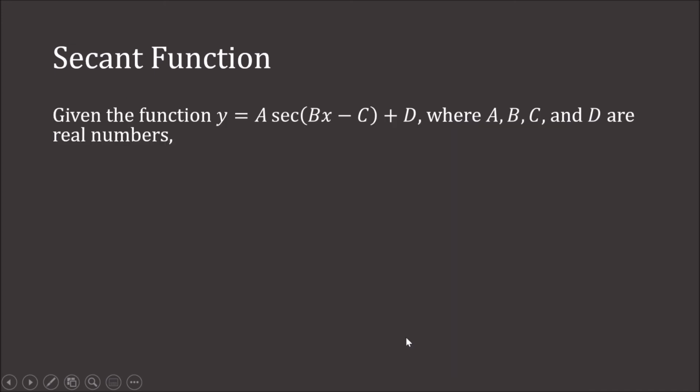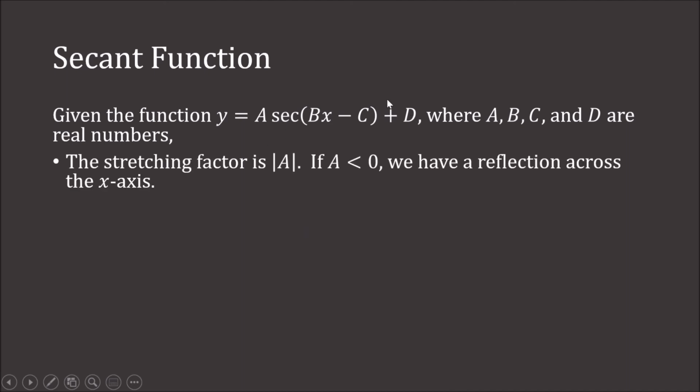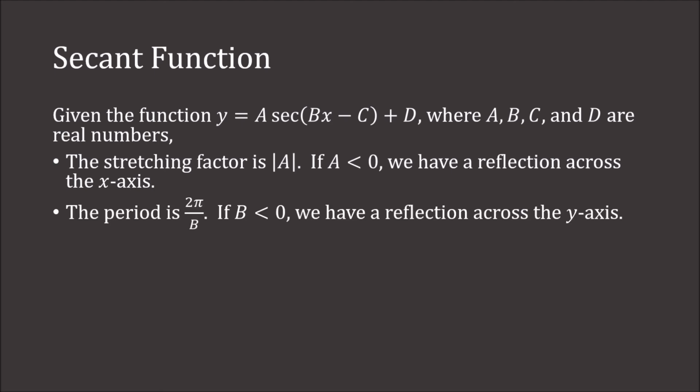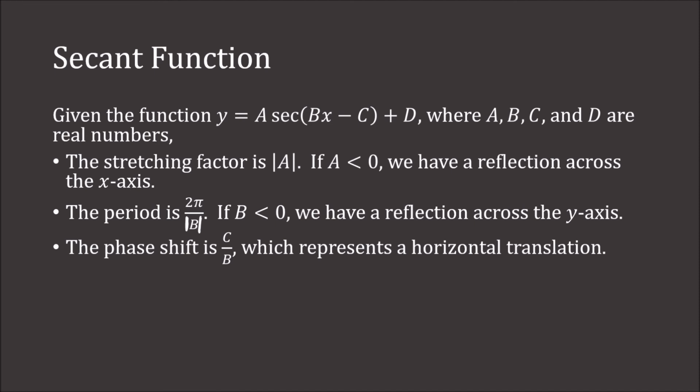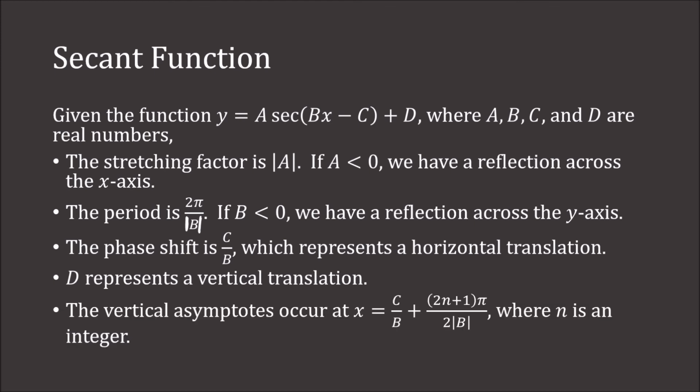So given the function a times secant of bx minus c plus d, the stretching factor is the absolute value of a. Again, there is no magnitude of secant. If a is less than 0, we will have a reflection across the x-axis. The period is 2 pi over the absolute value of b. If b is less than 0, we have a reflection across the y-axis. The phase shift is c over b, which represents a horizontal translation. D represents a vertical translation, and the vertical asymptotes occur at x equals c over b plus (2n plus 1) pi all over 2 times the absolute value of b, where n is an integer.